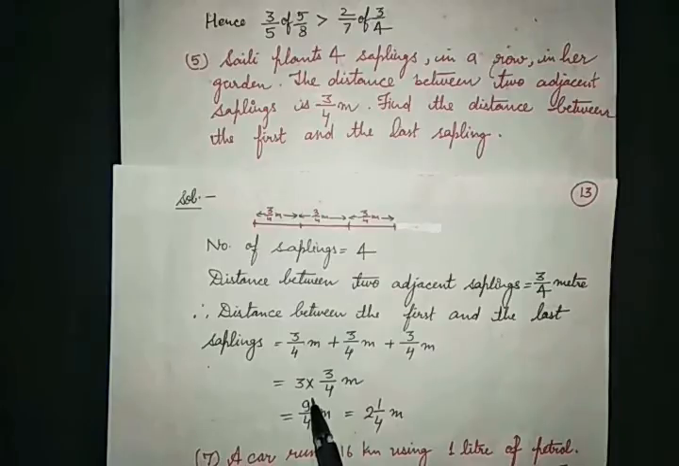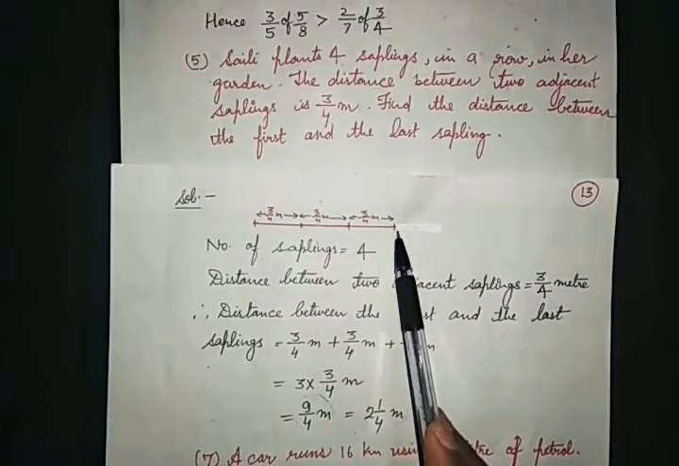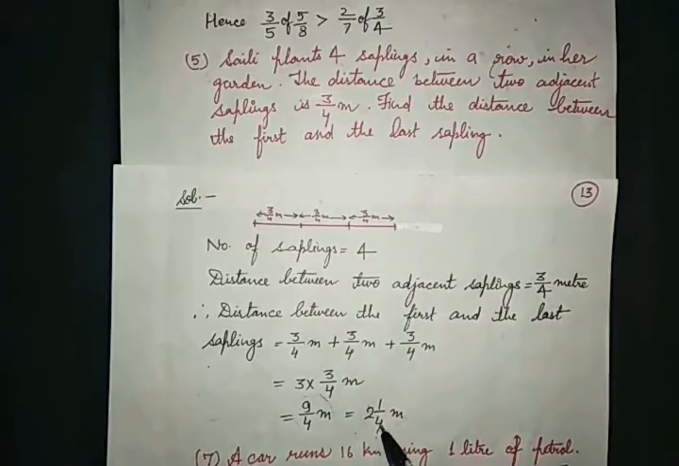Now you will solve. 3 3s are 9 and in the denominator 4. And here you can see this 9 upon 4 meter is coming in the form of an improper fraction. You will convert it into a mixed fraction. When you convert it into a mixed fraction, you will get 2 whole 1 upon 4 meter. Hence the distance between the first and the last sapling is 2 whole 1 upon 4 meter.